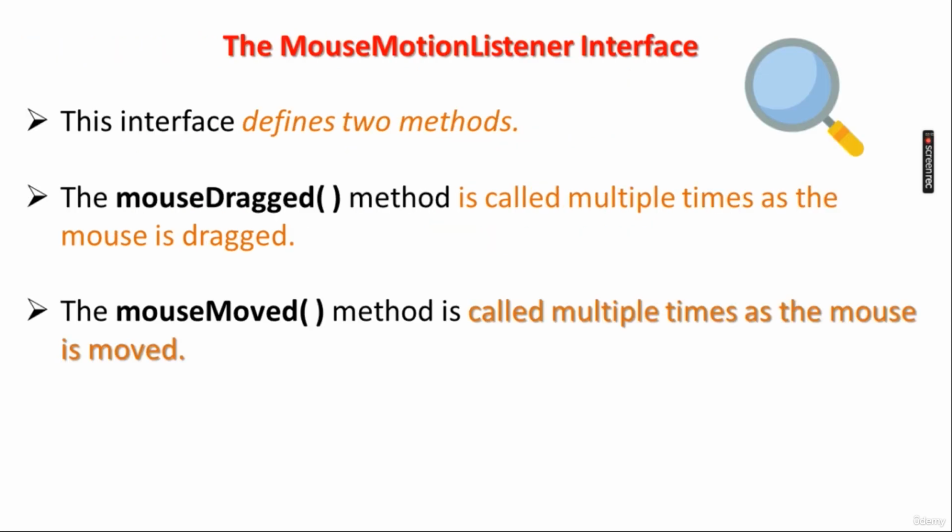Okay, MouseMotionListener interface. This interface defines two methods: mouseDragged and mouseMoved. mouseDragged is called multiple times as the mouse is dragged.